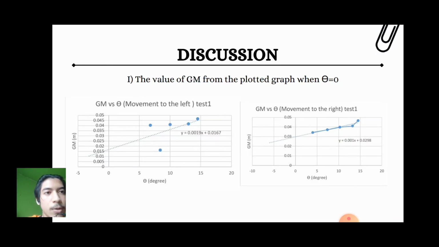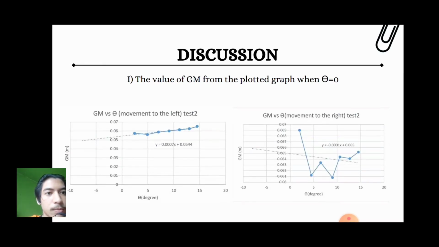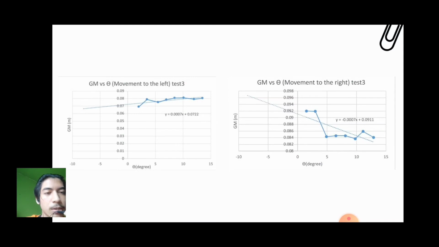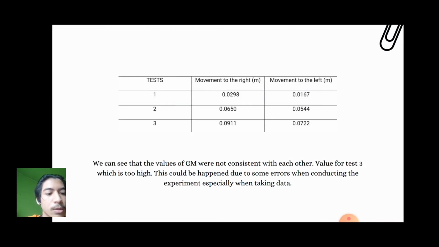Discussion: the value of GM from the plotted graph when theta equals 0. This is the graph for movement to the left and to the right for test 1. And this is for test 2. This is for test 3. To conclude, for test 1, movement to the right 0.0298 and to the left 0.01667. Test 2, 0.0650 to the right, 0.0544 meter to the left, and for test 3, 0.0911 meter to the right and 0.0722 meter to the left.